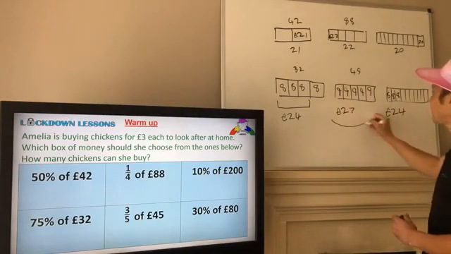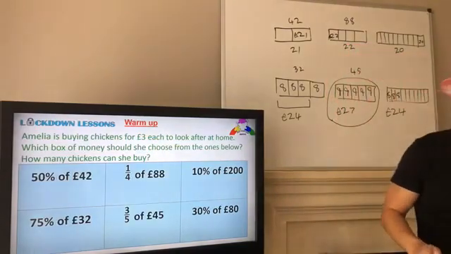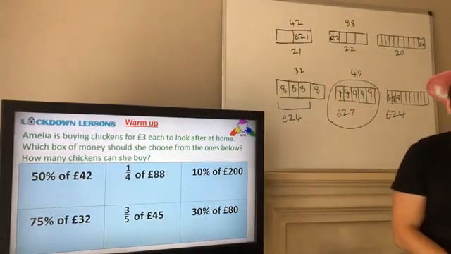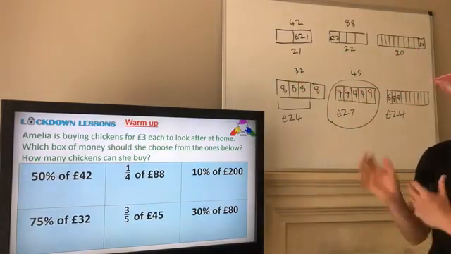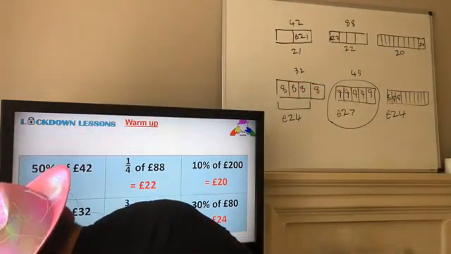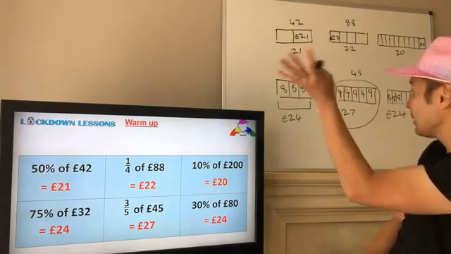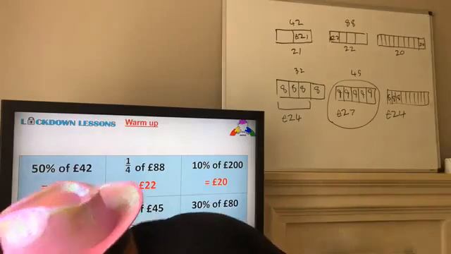So we definitely want this box here, £27. If it's £3 for each chicken, if we divide 27 by £3, we can get 9 chickens for Amelia there. 9 chickens. Okay, so a bit of a warm-up on last lesson. So let's have a look at angles. Those are the answers you should have got for the boxes there. The bar method is brilliant. I know I've said this before, it really does work.